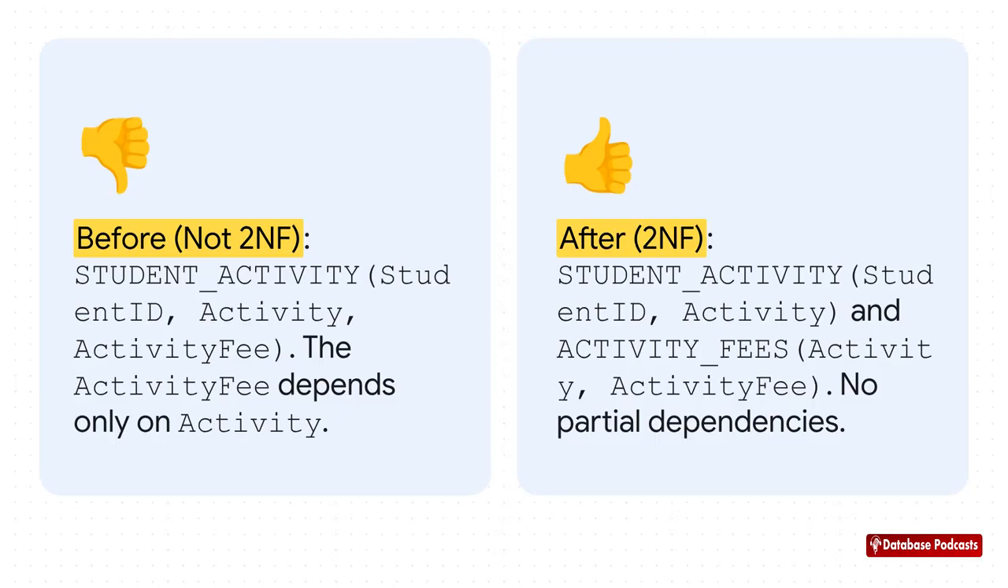Okay, let's look at a concrete example. In this before table, the key is the combination of student ID and activity. But look at activity fee. Does the fee depend on the student? No, it only depends on the activity. That's what we call a partial dependency, and it's exactly what 2NF is designed to kill. So the fix is to split the table. Now the activity fee lives in its own activity_fees table, where it depends on the whole key, which is just activity. Problem solved. We've hit 2NF.